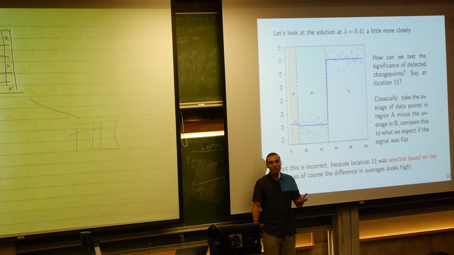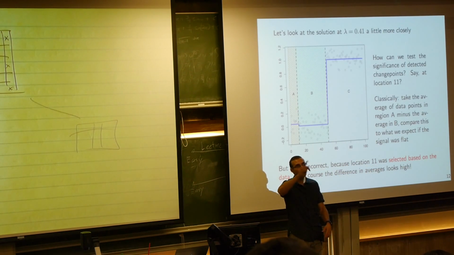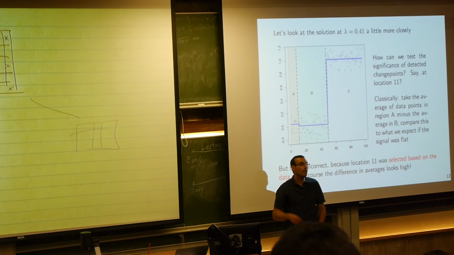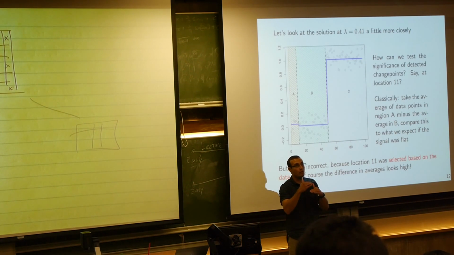Another way of saying it is, let's suppose I had data from just one mean. So it's just a completely flat mean from 1 to 100, and I observed data all around that mean. And I ran the algorithm until I got one breakpoint. Now that one breakpoint is going to be the point at which the averages on the left and right-hand sides were as different as possible.